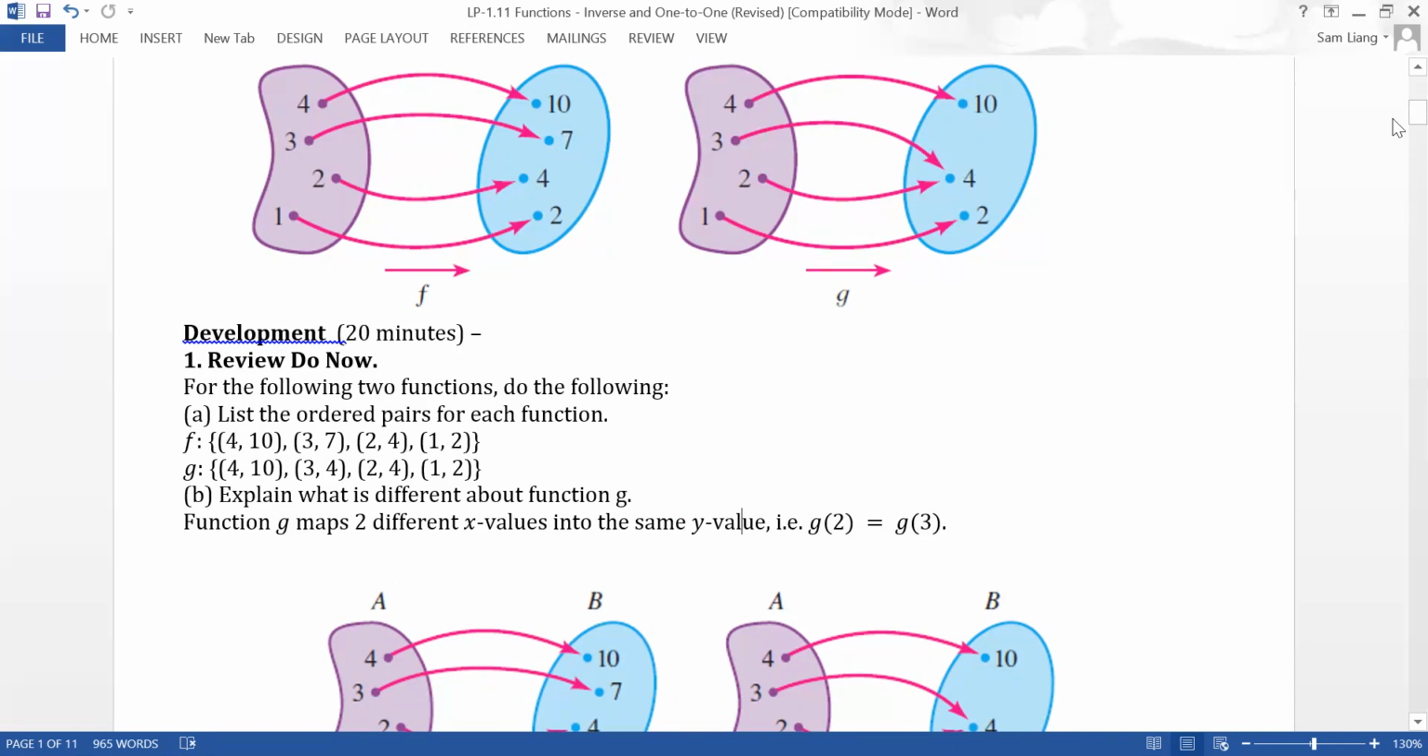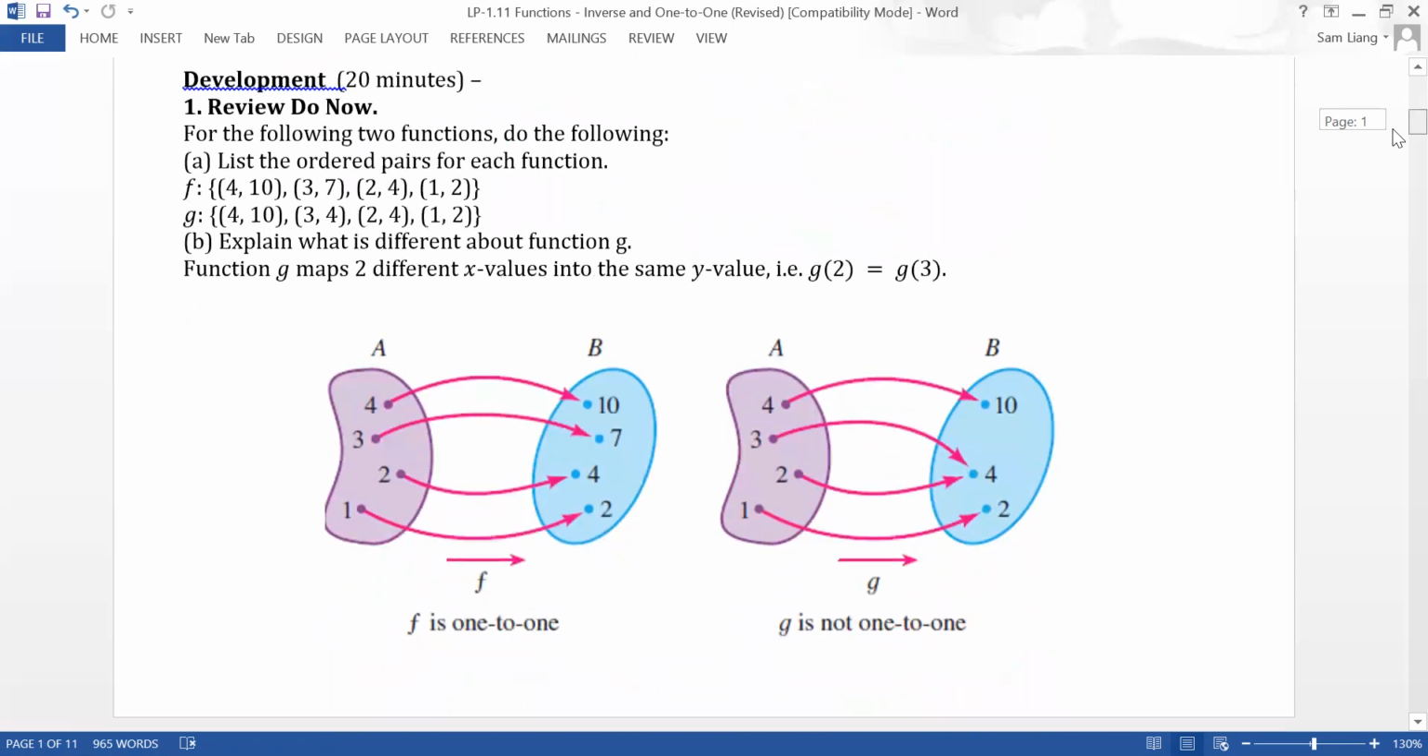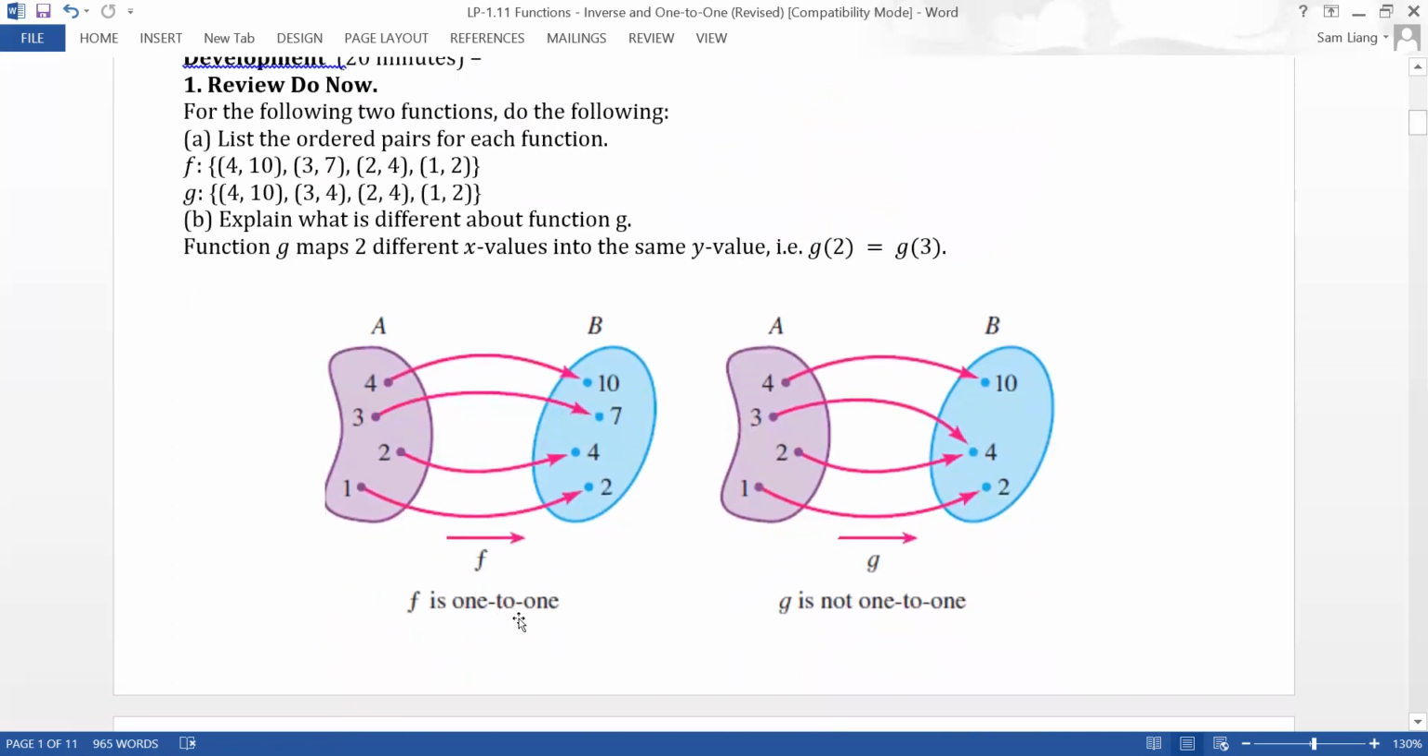Okay, so as a follow-up to that, there's this diagram from the old textbook, right? F is a one-to-one function, right? Because each x value gets mapped to its own y value. And then G is not one-to-one, right? So both 2 and 3 get mapped to 4. So this would not be one-to-one.